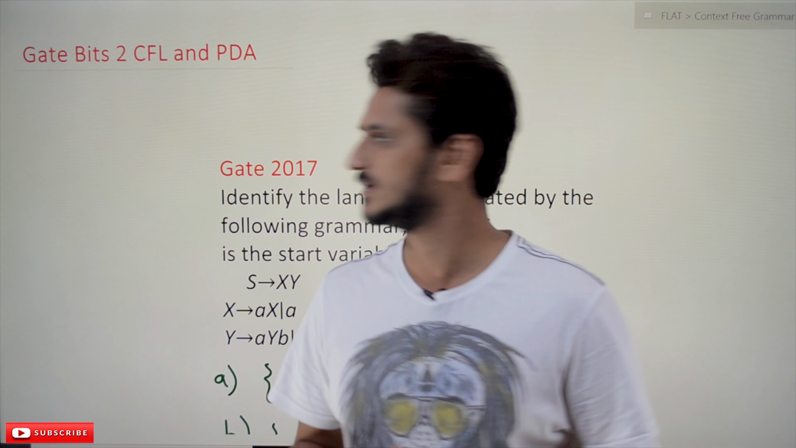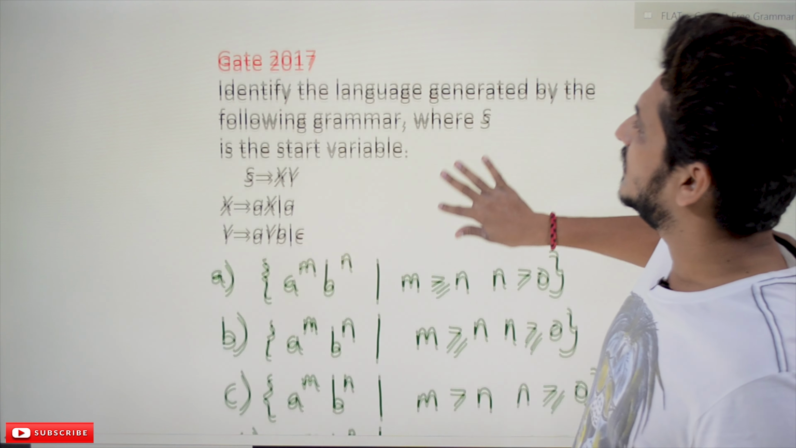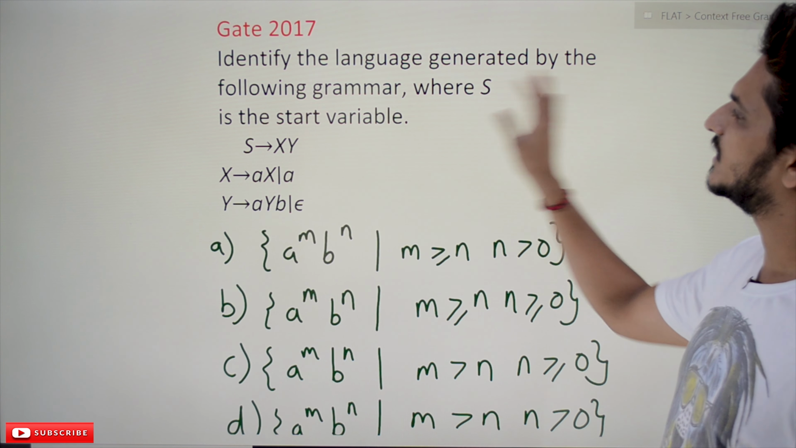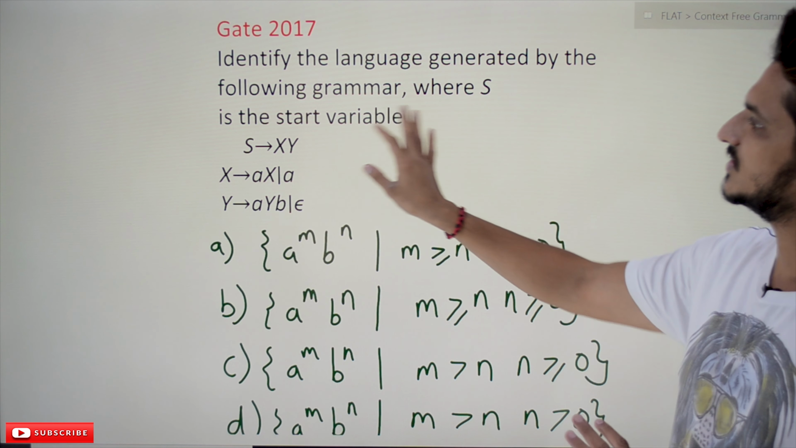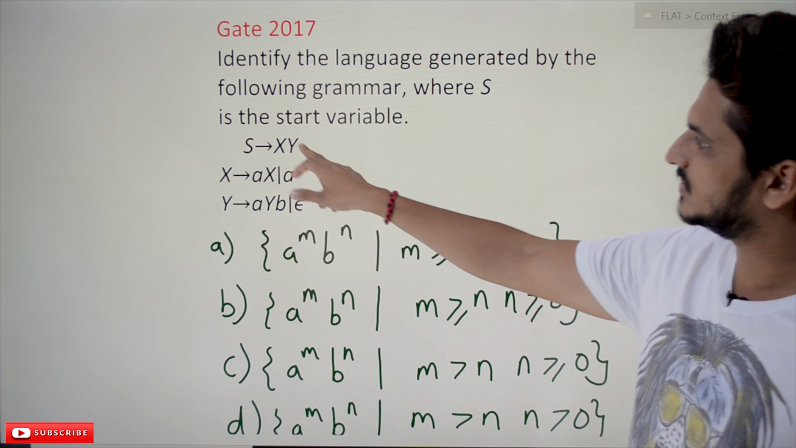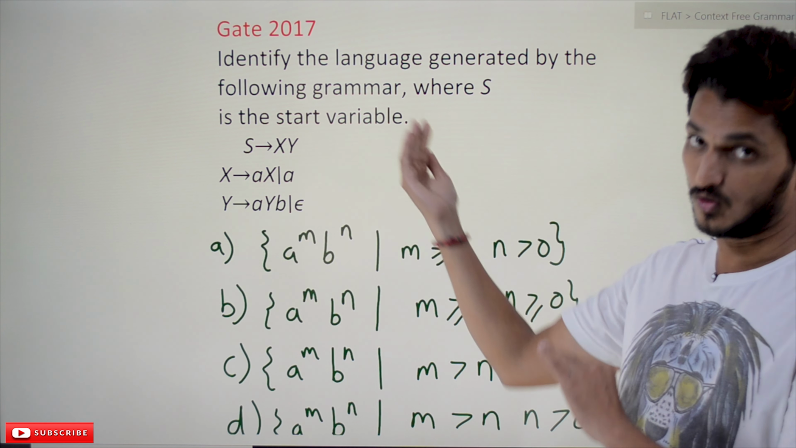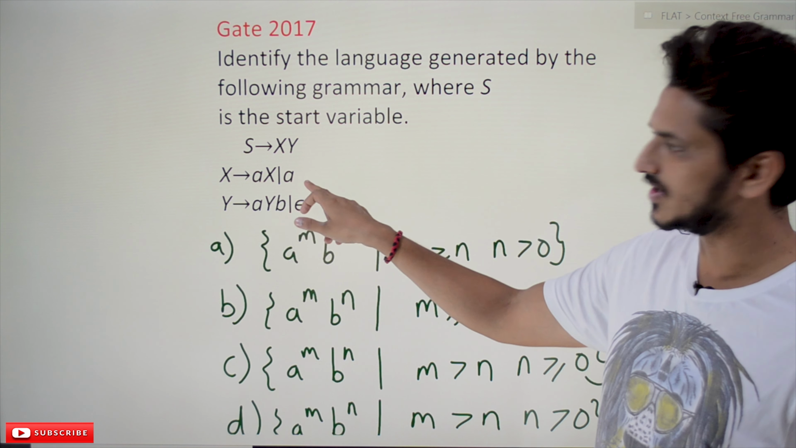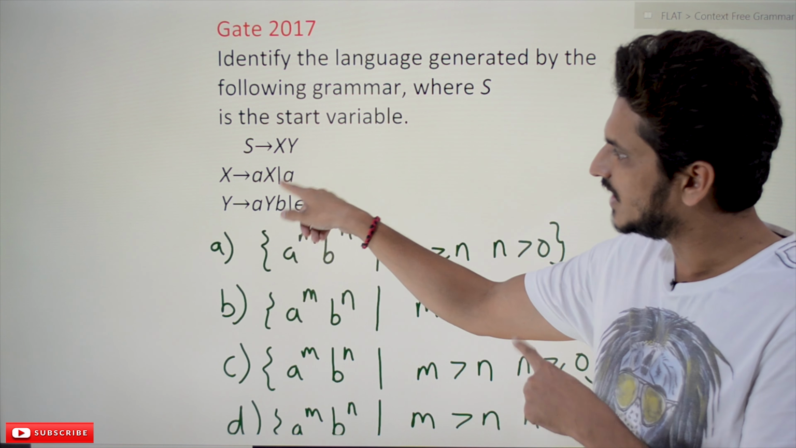Coming to today's class, this is the GATE bit given in GATE 2017. Identify the language generated by the following grammar where S is the start variable. S tends to xy, means x followed by y. After x, there is y. So x is ax or a. What does this say? X tends to ax or a.